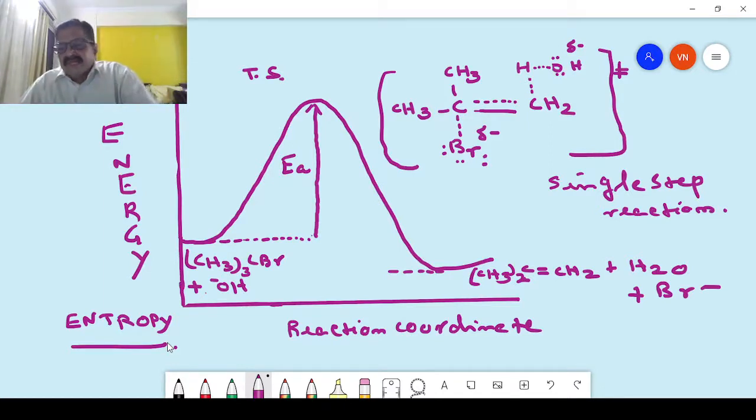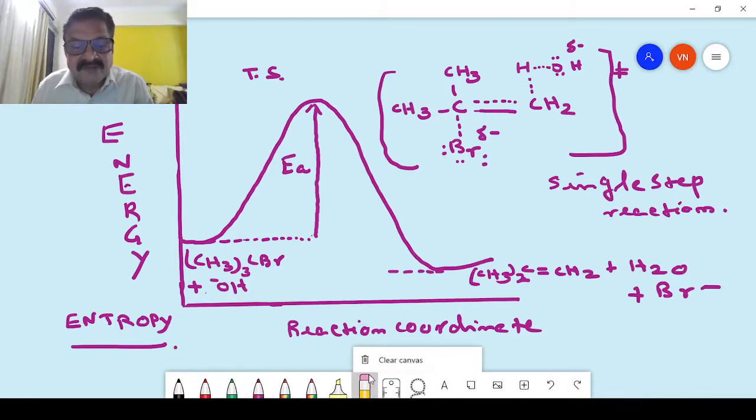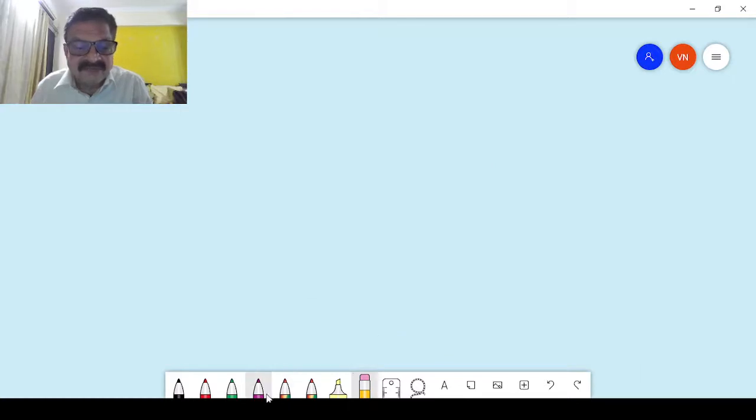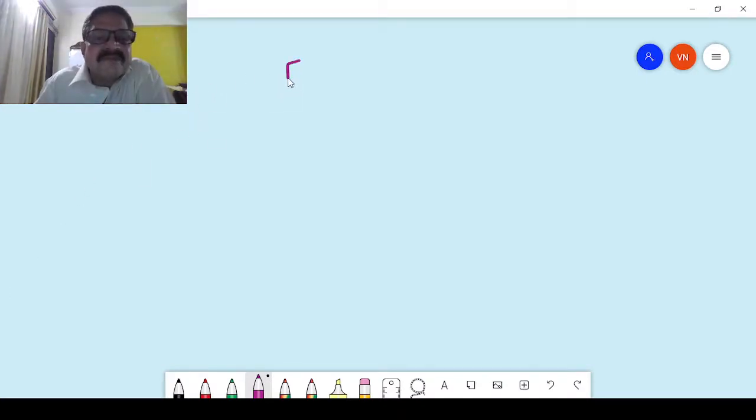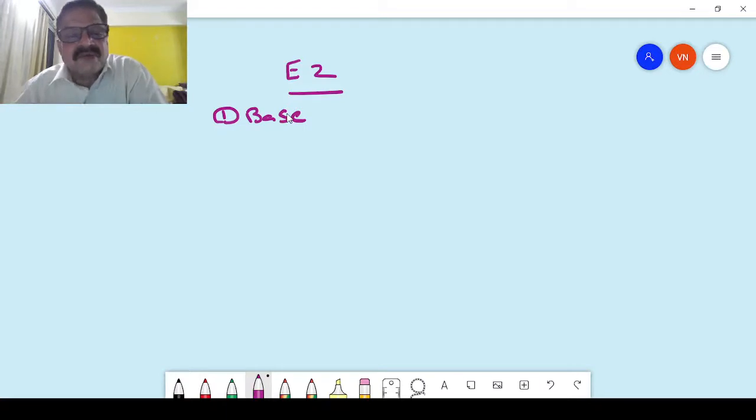Now, let us see the factors. What are the factors affecting an E2 mechanism? Just like in the case of an SN1 mechanism, we can identify so many factors. The first thing is the base, because the rate equation contains the concentration of the base. The rate equation is: rate equals k times the concentration of the alkyl halide and the concentration of the base.